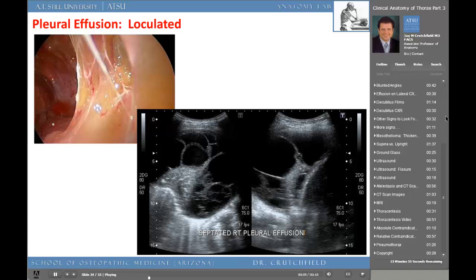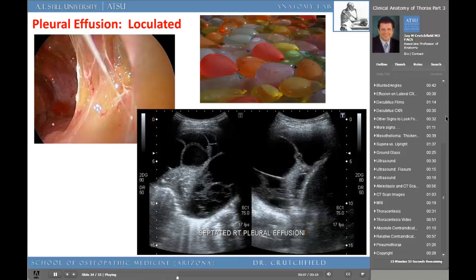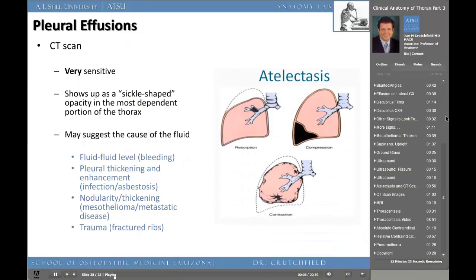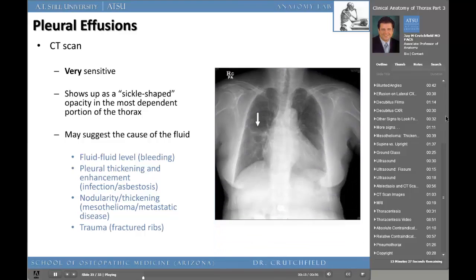CT scanning, however, is the most sensitive way to assess a pleural effusion, or pneumonia, or atelectasis. Atelectasis means the lung is partially collapsed. That's like when you just start to get sick and the physician puts his stethoscope on your back and he can hear all of these noises rumbling around. That's a sign that the alveoli may be collapsing under infection. That's called atelectasis.